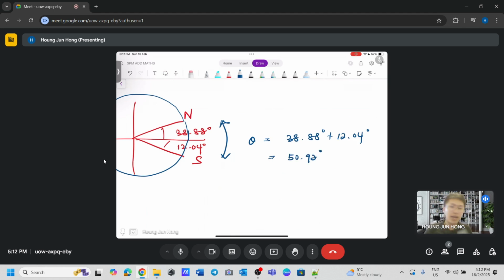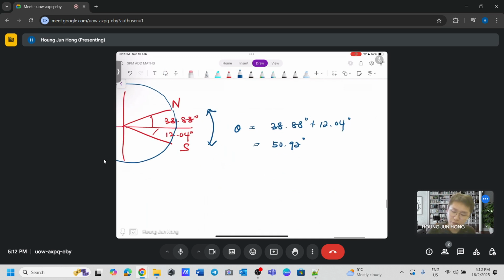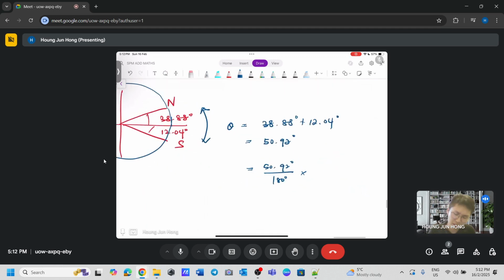This is 50.92. And again, as always in this chapter, always convert degrees to radians. Did I give the pi? If not, just use the pi in your calculator. I'll put the pi into it. 0.8887, and that is the radian.